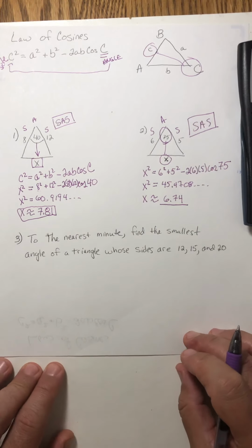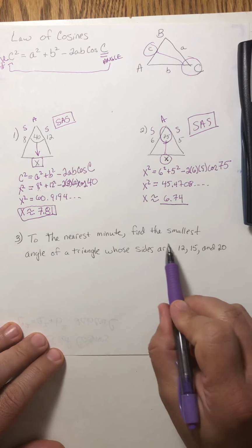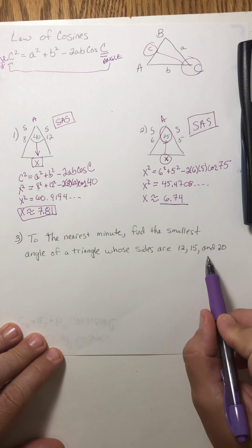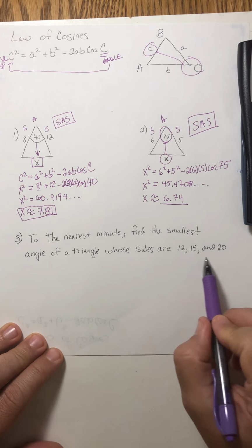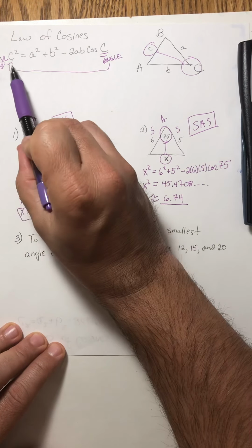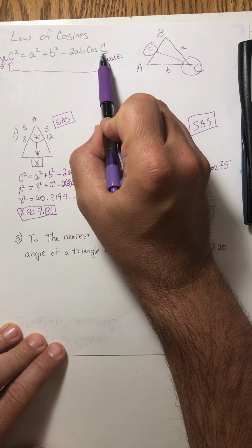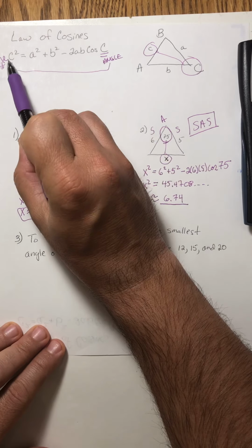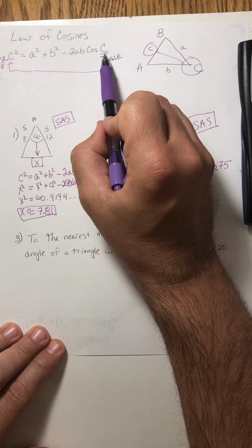Question 3 now. It says, to the nearest minute, find the smallest angle of a triangle whose sides are 12, 15, and 20. Now notice on this problem, they're only giving us the sides. Well, let's go back to the formula. Let's look at what happens. In the formula, notice all 3 sides, there's your variable. That's what we're looking for, the angle. So now the question is, what goes over here? What's the side that's going to be across from this given angle?